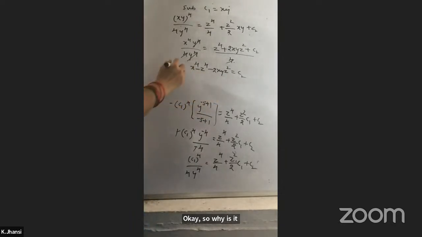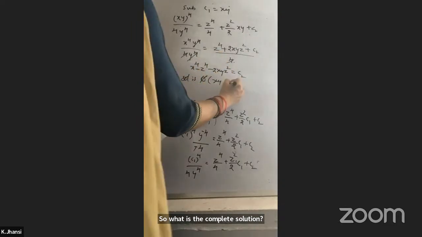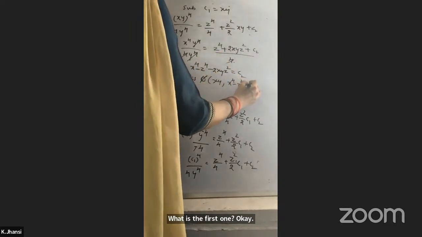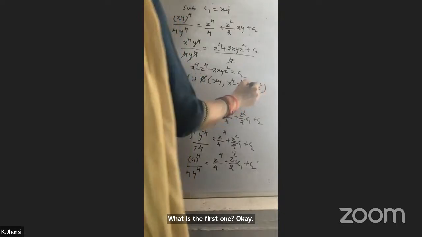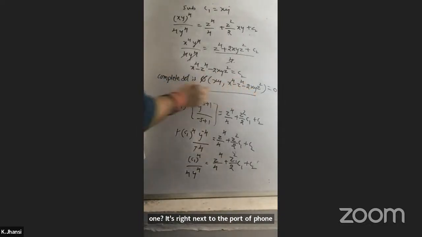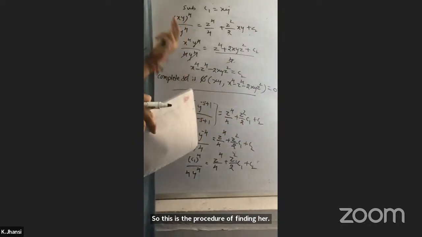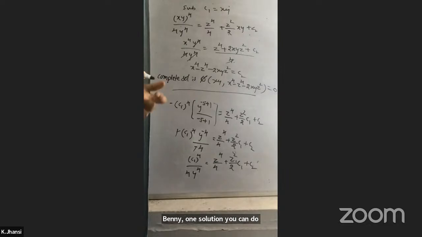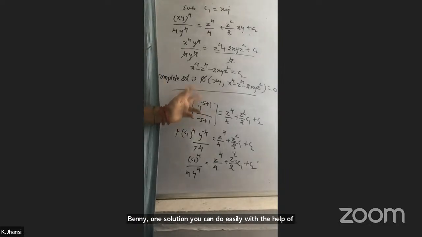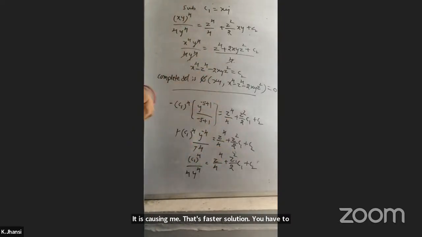This is C2 one. So what is the complete solution? Complete solution is, so phi of, what is the first one? First one is xy comma x to the power of 4 minus z to the power of 4 minus 2xy z square equals to 0. Okay. So this is the procedure of finding the simultaneous linear differential equation. One solution you can do easily with the help of integration. The second one is possible means the first solution you have to substitute in the second one and find the solution.